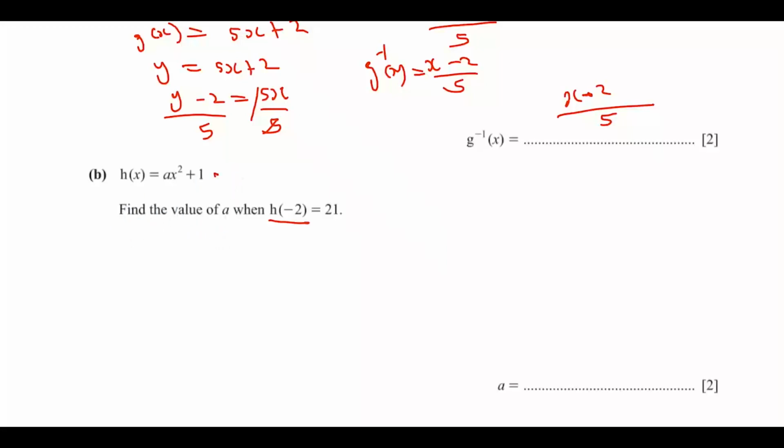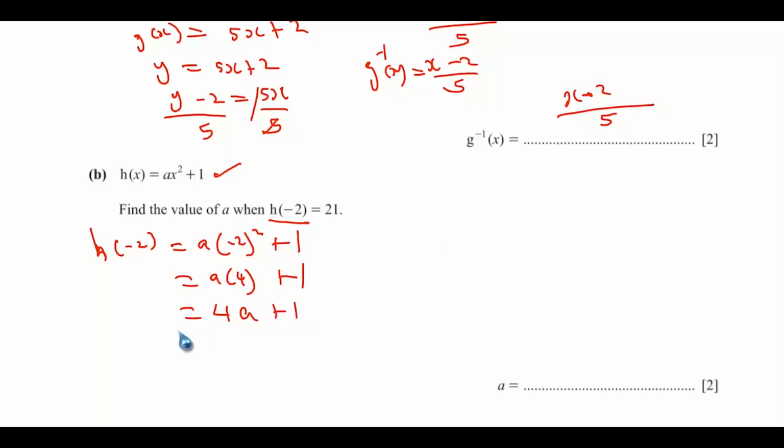So this is h of x. So let's find h of negative 2. h of negative 2 means anywhere we see x in h of x, we pass in negative 2. So this will be equal to a into negative 2 squared, plus 1. So this will be equal to a into 4 plus 1. This will be equal to 4a plus 1. So this is h of negative 2.